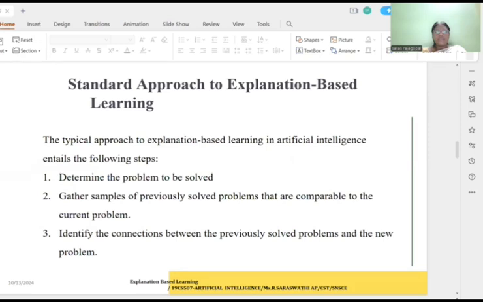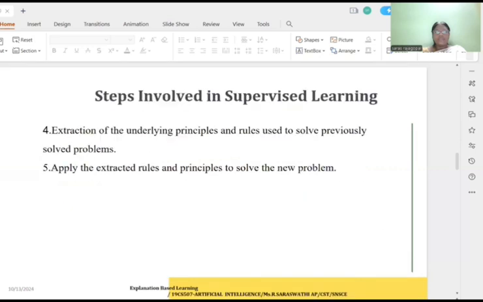First, determine the problem to be solved. Gather samples of previously solved problems that are comparable to the current problem. Identify the correspondences between the previously solved problem and the new problem. Extract the underlying principles and rules used to solve the previously solved problem. Apply the extracted rules and principles to solve the new problem.